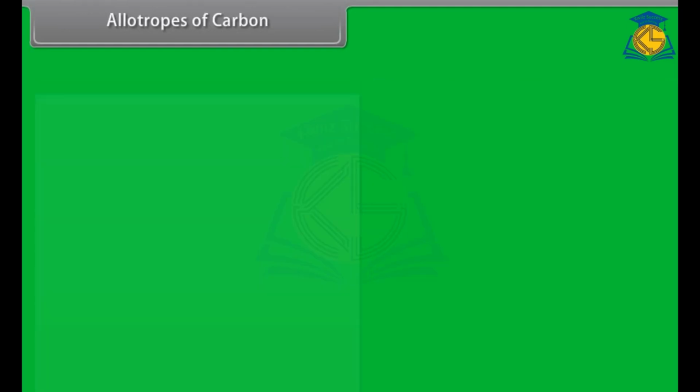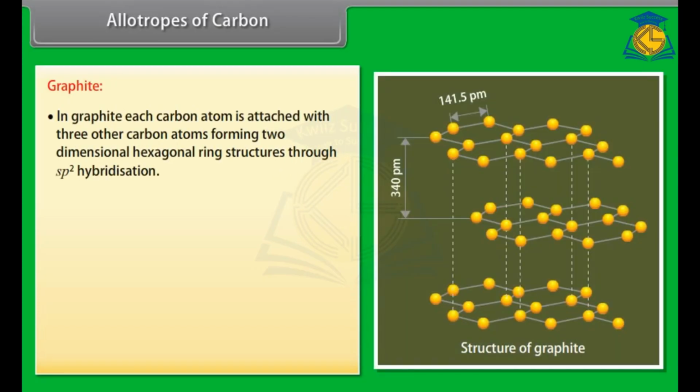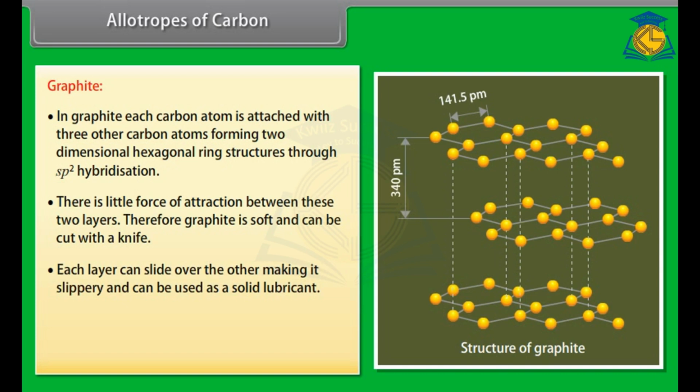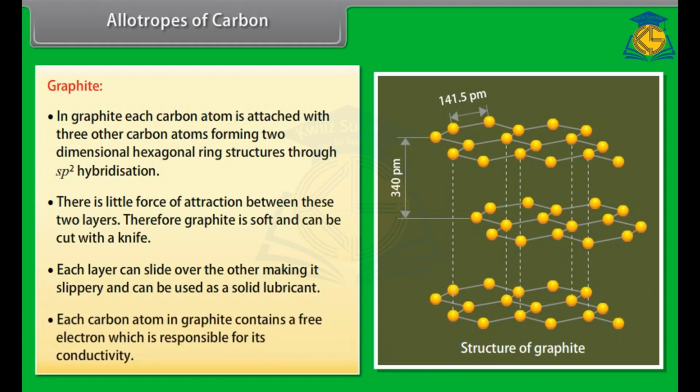Allotropes of carbon. Graphite. In graphite, each carbon atom is attached to three other carbon atoms, forming two-dimensional hexagonal ring structures through sp2 hybridization. There is little force of attraction between these layers. Therefore, graphite is soft and can be cut with a knife. Each layer can slide over the other, making it slippery, and it can be used as a solid lubricant. Each carbon atom in graphite contains a free electron, which is responsible for its conductivity.